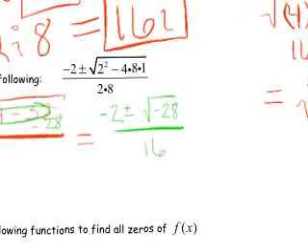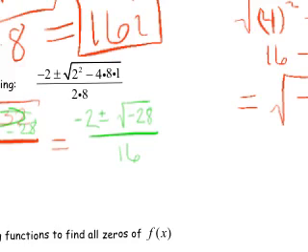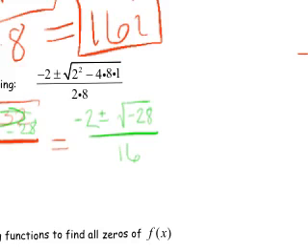Okay, so I see that I have a negative inside of my radical. As soon as I see that, I'm going to say I don't want this negative inside of my radical right here. I'm going to pull it out. It's going to become an i. So I have negative 2 plus or minus i. In addition, in the same step, I'm going to simplify 28, because now 28 is just a number.